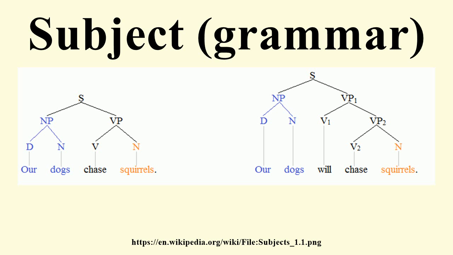The subject remains a dependent of the finite verb when subject-auxiliary inversion occurs. The prominence of the subject is consistently reflected in its position in the tree as an immediate dependent of the root word, the finite verb.